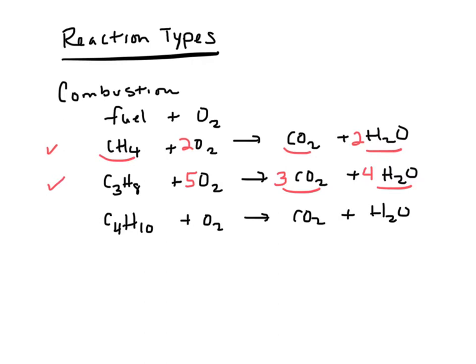C4H10, there are 4 carbons, so I'll put a 4. There are 10 hydrogens, so I'll put a 5. And now I will count the oxygens. 8 and 5 makes 13. Now I have a little bit of a problem because these O2s are in pairs. They come in pairs. I can't get 13 out of pairs.